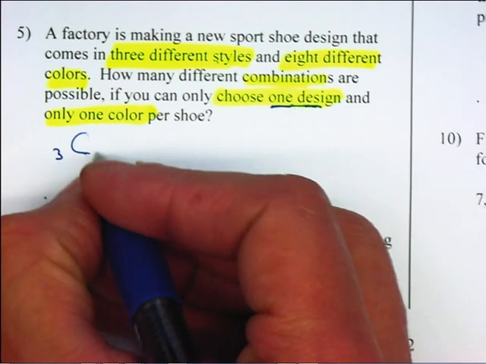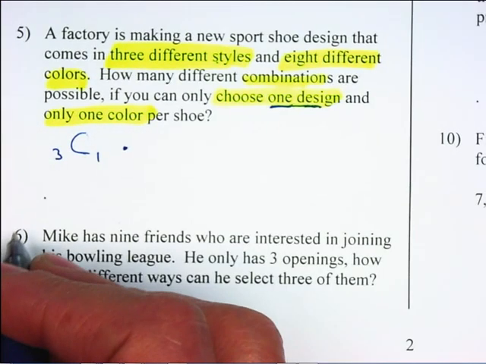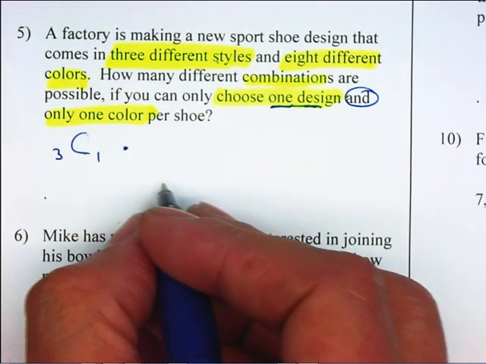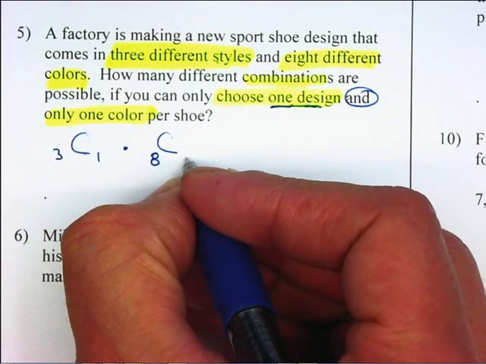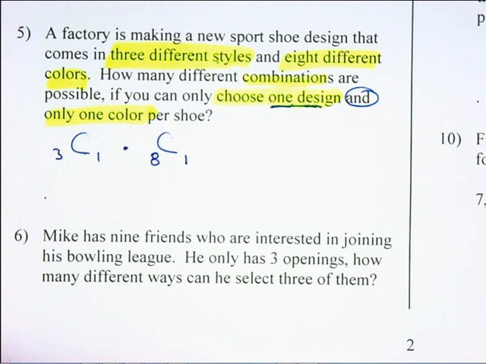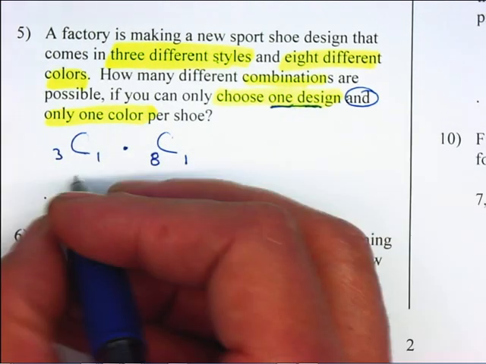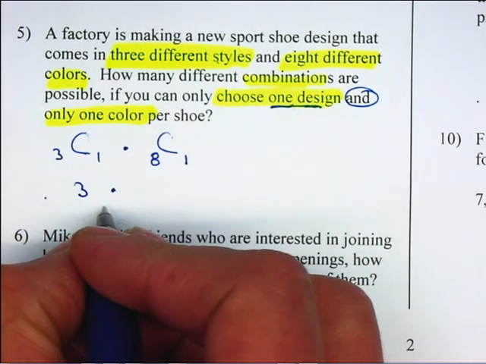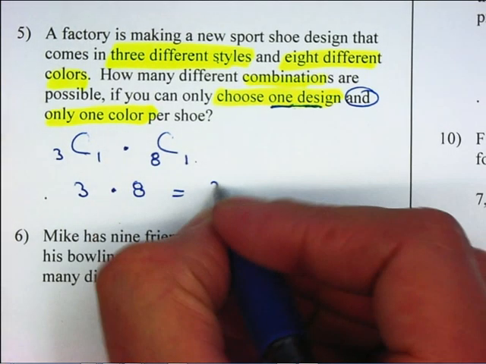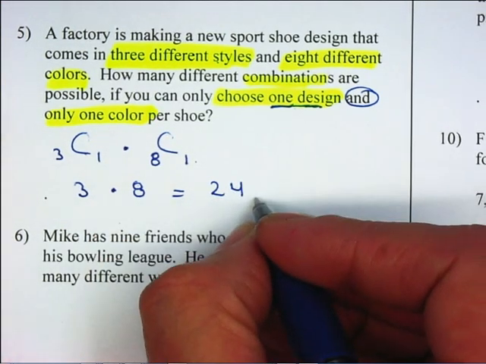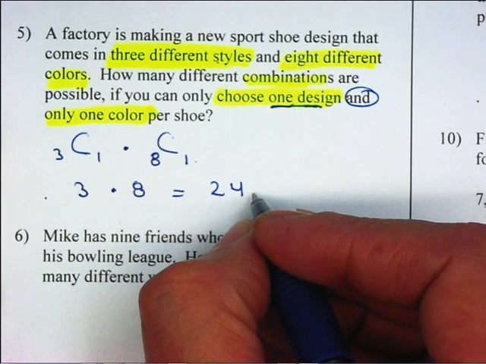Sorry for that. Times and multiplication. How many colors are available? 8. And how many are you selecting? 1. Remember, 3 choose 1, you don't need to expand it. So it'll just be 3. 8 choose 1, you don't need to expand it. That'll be 8. So it'll be a total of 24 different designs.